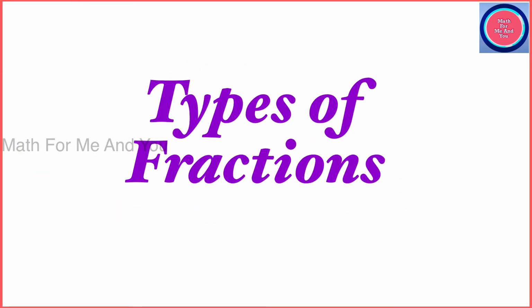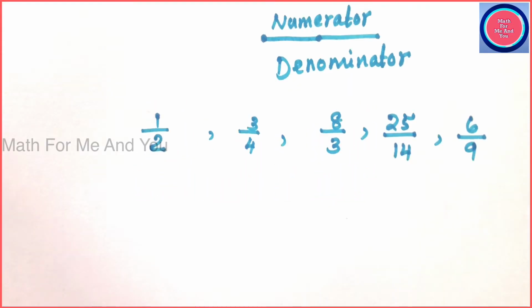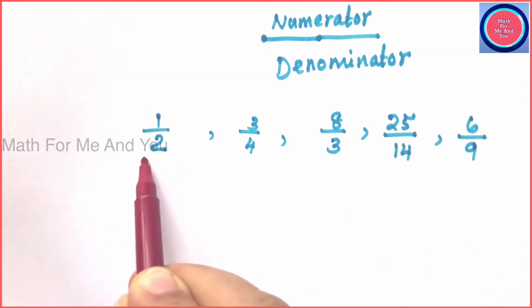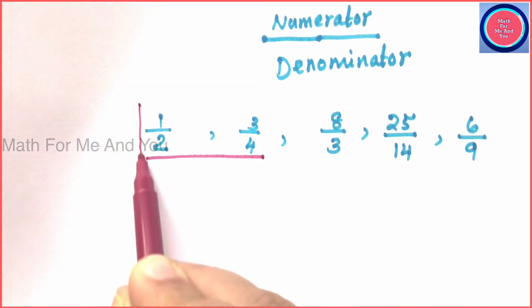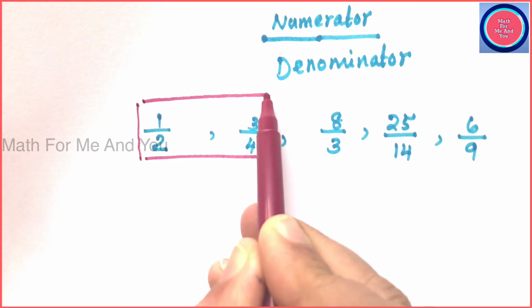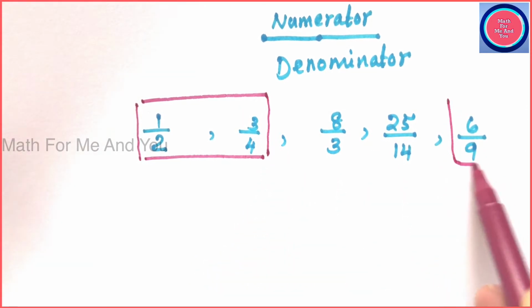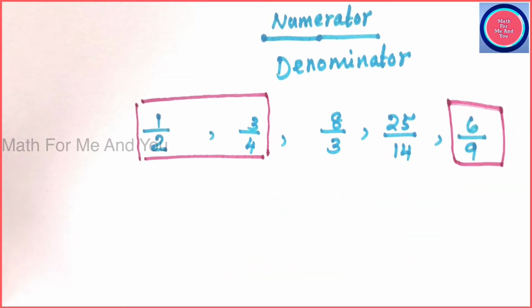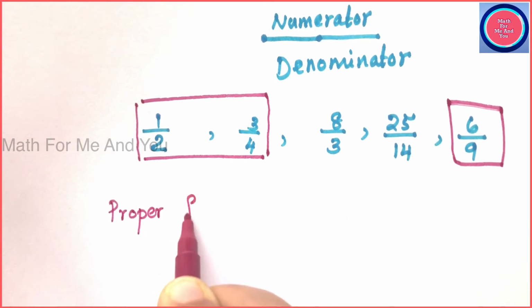Next we look at how many types of fractions there are. There are 3 types of fractions. Look at the examples of fractions. Here we can see the first 2 fractions, 1/2 and 3/4. Also the last one, 6/9. When we look, we can see the numerators are small numbers compared to the denominators. So there we get the first type, and the name is proper fractions.